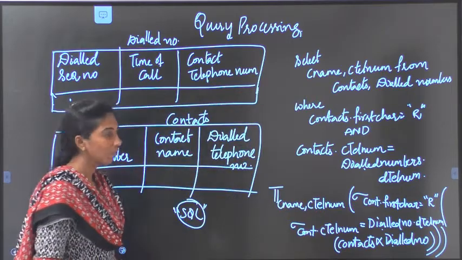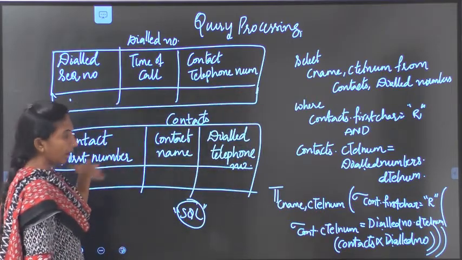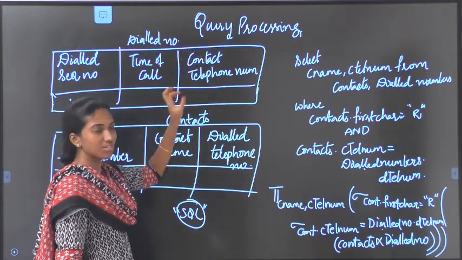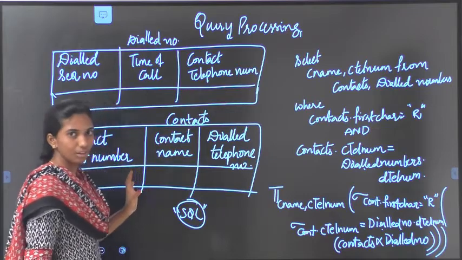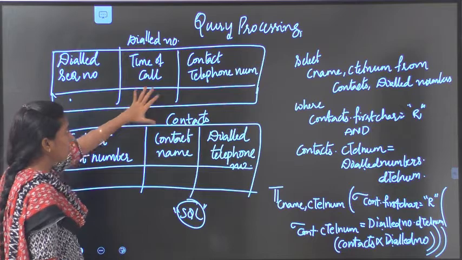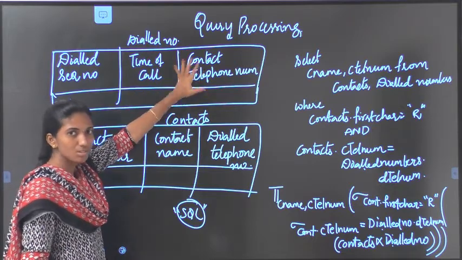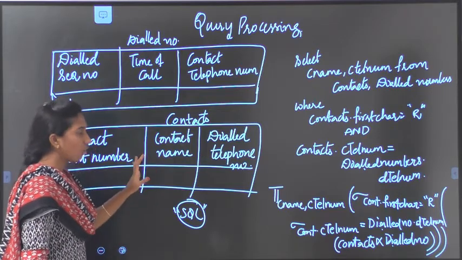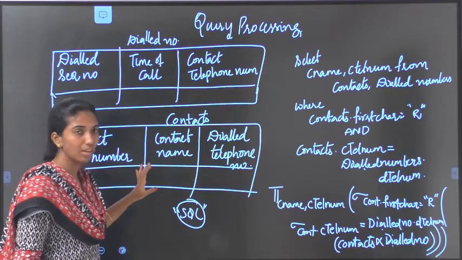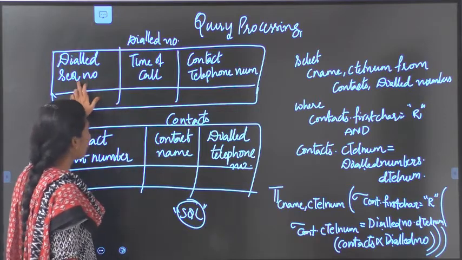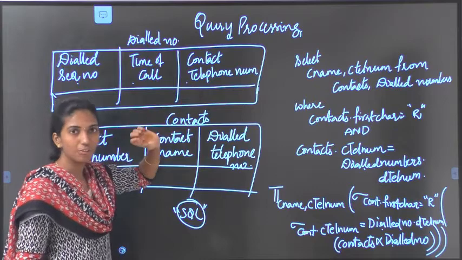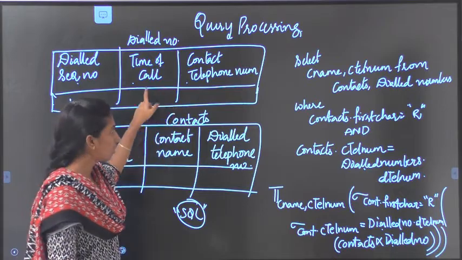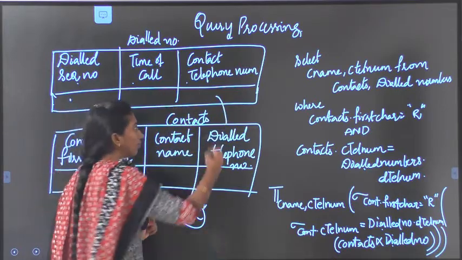Now what I want is to retrieve the contacted telephone numbers whose name starts with R. Understood? I need to get the dialed telephone numbers whose name starts with R. So can I work with one table? Obviously no, because here I have only the dial sequence number, time of call and contact telephone number. Do I have any character that starts with R here? No. So now I need to join these two tables.